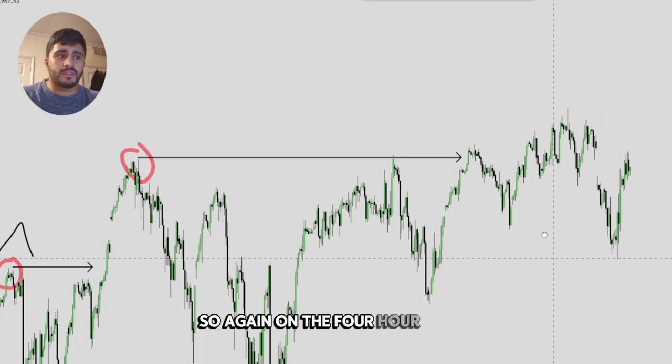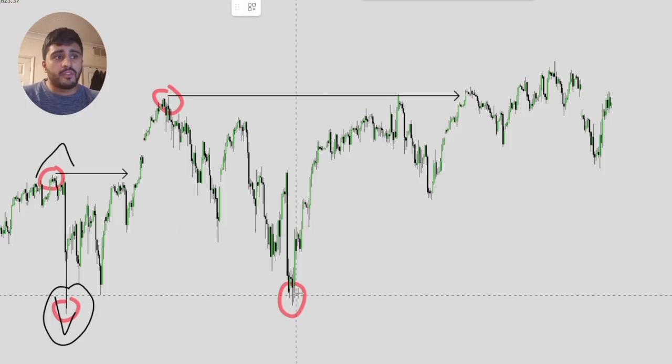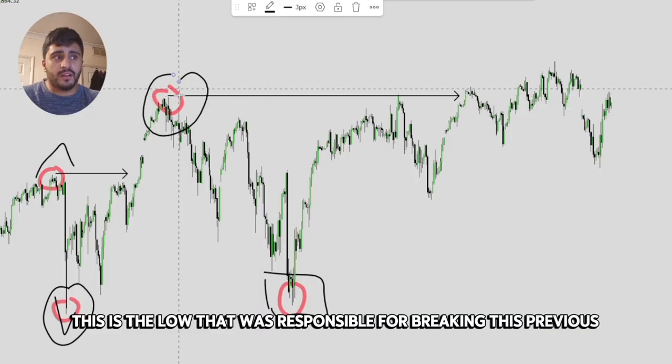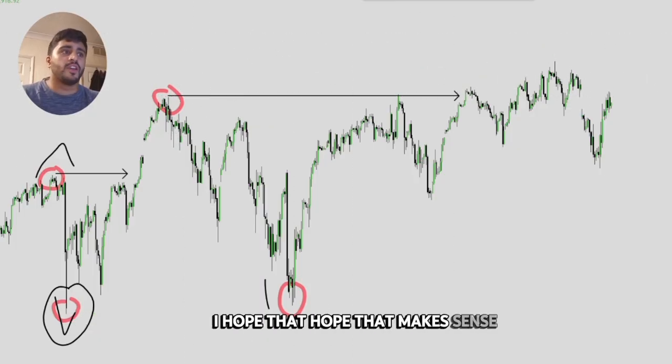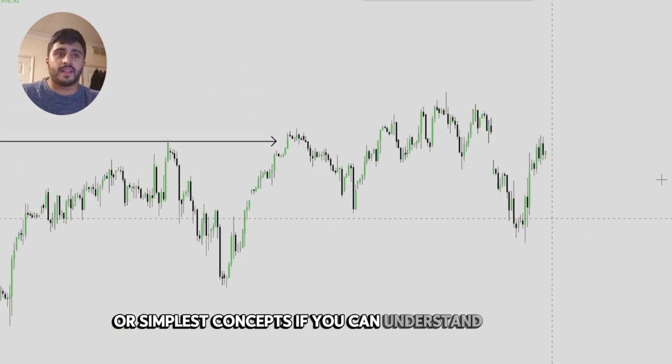So again, on the 4 hour time frame, just to go over the market structure again, this is the low that was responsible for breaking this previous high, and so this then becomes the high. I hope that makes sense. So market structure is one of the simpler concepts, or simplest concepts, if you can understand how to use it.